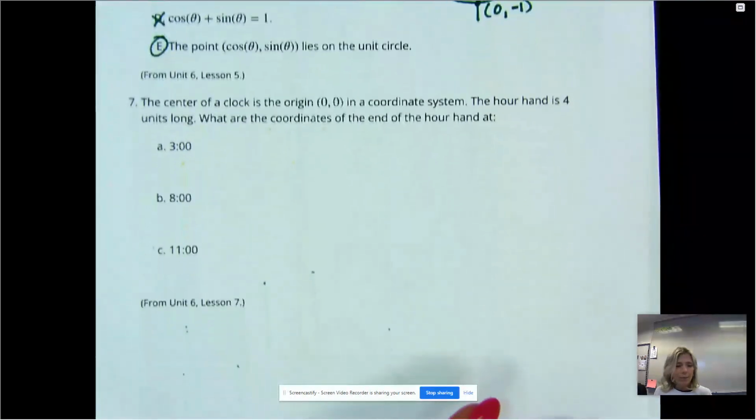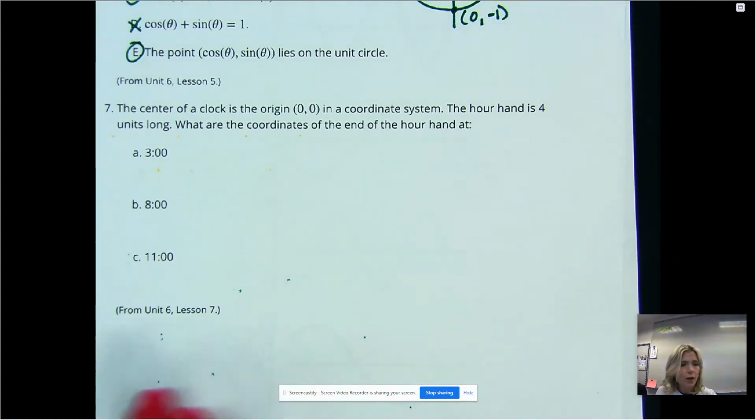All right, and number 7, the center of a clock is the origin 0, 0 in a coordinate system. The hour hand is 4 units long. What are the coordinates at the end of the hour hand at 3 o'clock, 8 o'clock, and 11 o'clock?